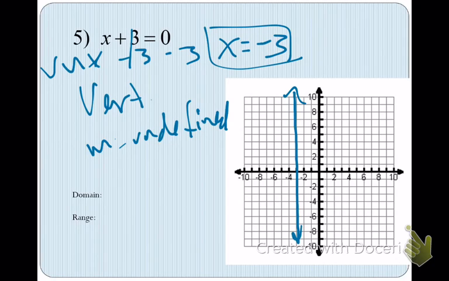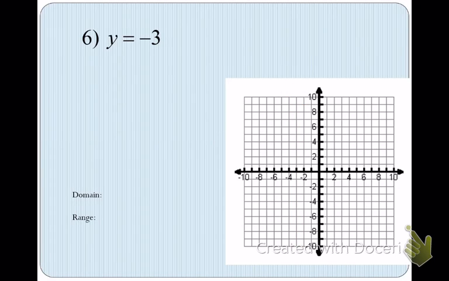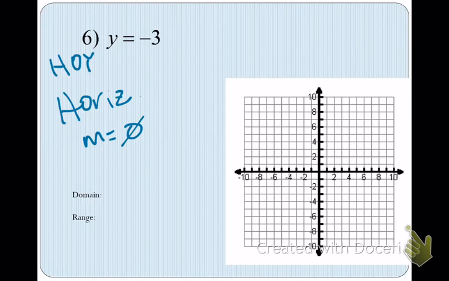So just make sure that the x and the y and these guys are by themselves before you try to graph it. All right, another quick one here. y is a situation where we're going to use HOY. So it's going to be a horizontal line. The slope is going to be 0. And so your graph is going to go right through -3 on the y-axis. Okay?